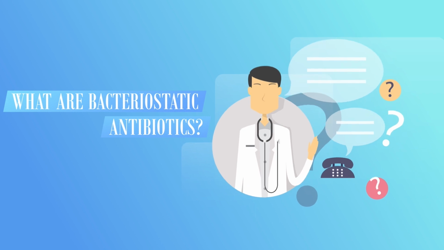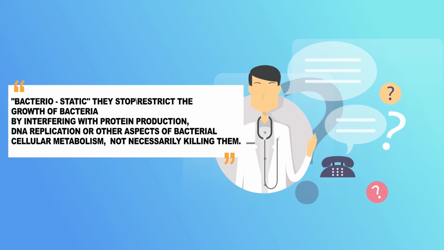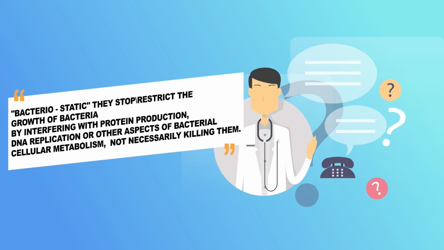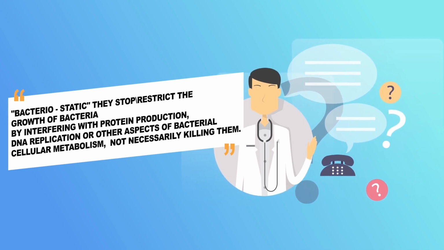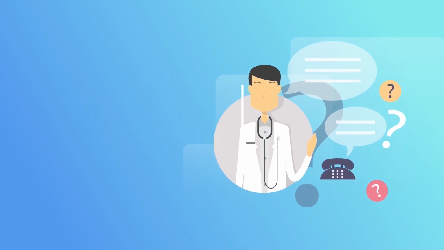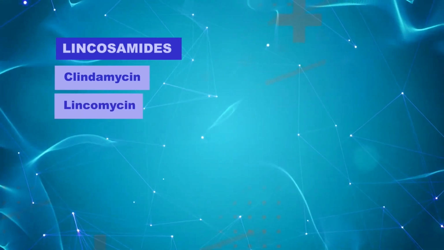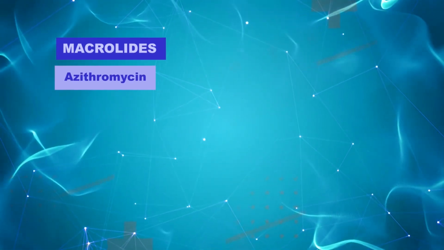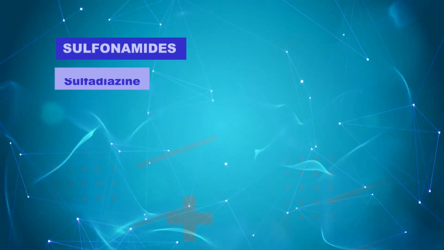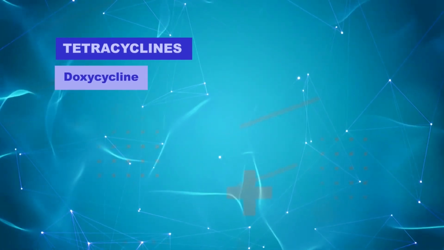So what are bacteriostatic antibiotics? As the name suggests, they stop or restrict the growth and reproduction of bacteria by interfering with protein production, DNA replication, or other aspects of bacterial cellular metabolism, not necessarily killing them. Examples include lincosamides like clindamycin, lincomycin, macrolides like azithromycin, clarithromycin, erythromycin, sulfonamides, sulfadiazine, trimethoprim, and tetracyclines like doxycycline or minocycline.